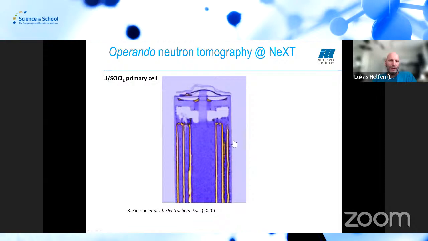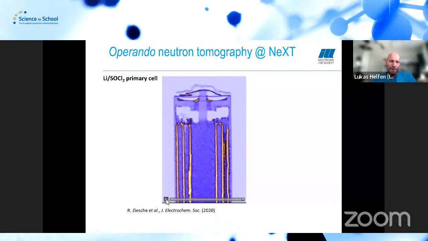I will show you what you can do now with a working cell. So, operando discharge of a primary thionyl chloride cell. It has a liquid electrolyte, which is in a porous carbon structure for the electrical conductivity. And we have a pure metal anode, a lithium metal anode, which is connected to the outer casing here and provides the negative electrode. And the carbon structure is connected to the positive electrode here.